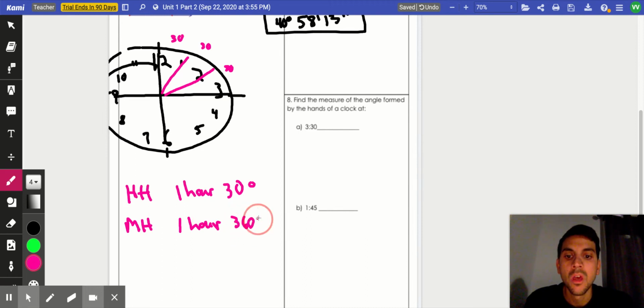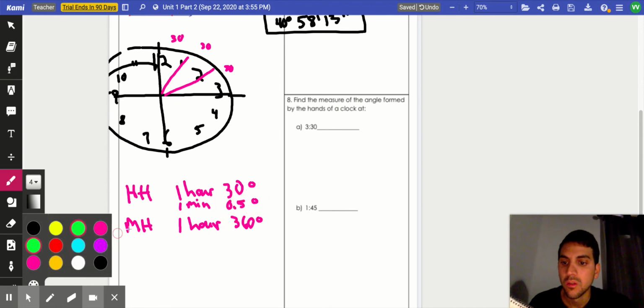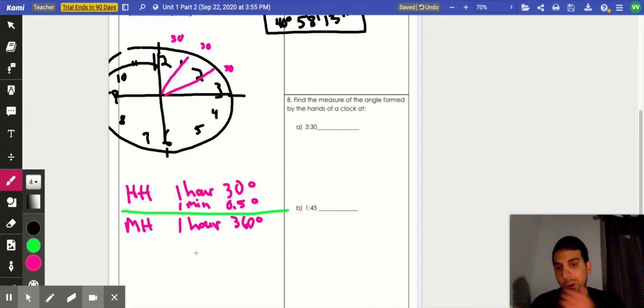Now, other numbers to note that I have written down, if that's the case, your hour hand, every minute, is going to be half a degree. Not sure you'll need to know this, or 1/2 of a degree. And your minute hand, so for every minute, it's going to be 6 degrees.